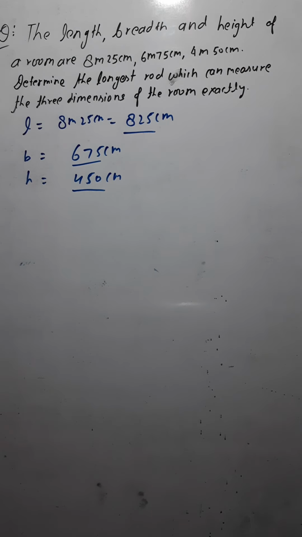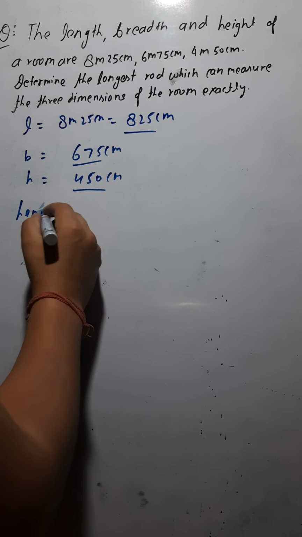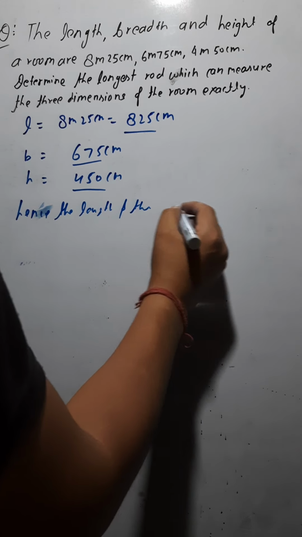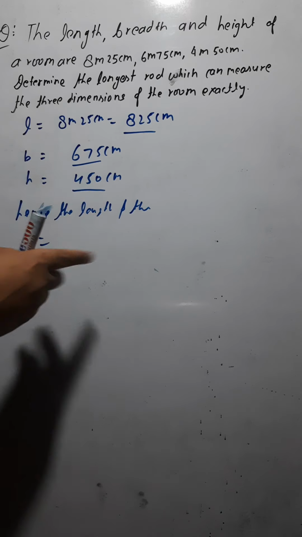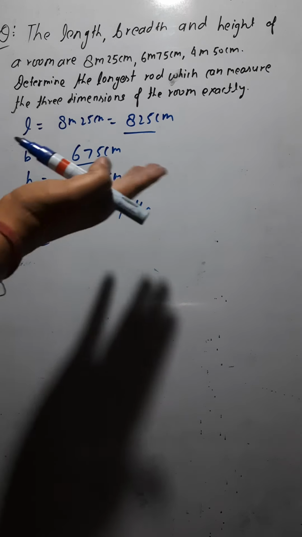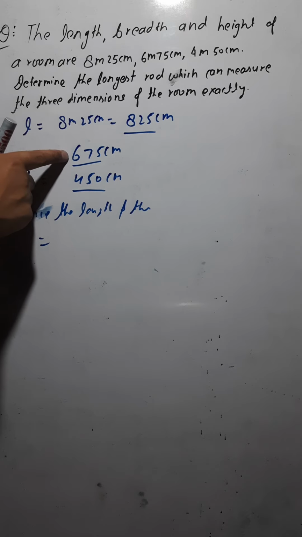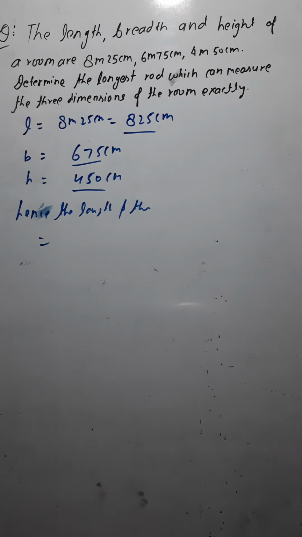So what would you do? Hence, the length of the longest rod would be the HCF of these. You have to find the HCF of 825, 675 and 450. As you know how to find the HCF using Euclid's division algorithm, first divide 675 by 450, then whatever the answer comes, use that again to divide 825. You will get your answer.